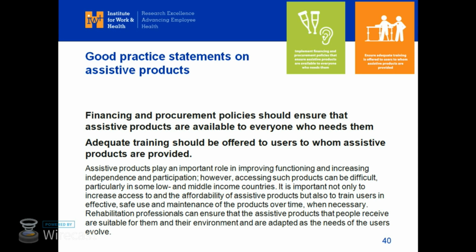So financing and procurement policies should ensure that assistive products are available to everyone who needs them, and adequate training should be offered to users to whom assistive device products are provided. Not just giving a wheelchair to everybody. A wheelchair is almost like a piece of your wardrobe. It has to be custom made, it has to be measured, each person who needs a wheelchair needs a different wheelchair. You can't just give the same for everybody.